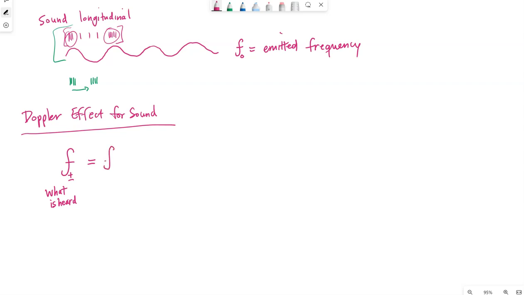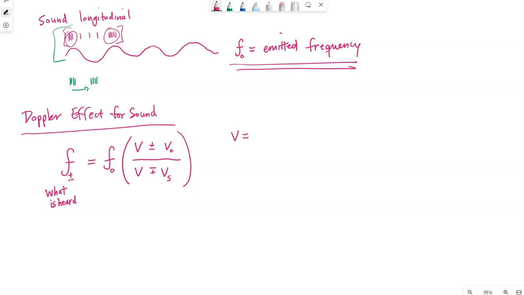This will equal f naught, the actual emitted frequency, times this quantity. And I will explain what these pieces mean. So v with no subscript is the speed of sound. That will depend upon the air temperature, but whatever the speed of sound is in this particular condition, that's what we use for v. v sub 0 is the speed of the observer.